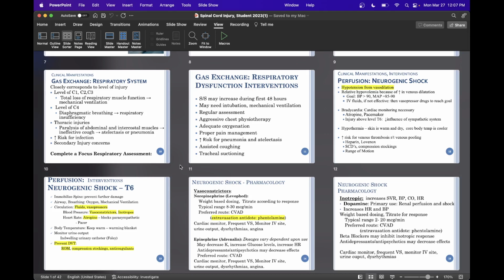Hypothermia, we know the skin body temperature is warm. However, we know their core temperature is cooler, so warming blankets. Prone to clotting with all this venous cooling. So any kind of DVT, PE prophylaxis. Here's my vasoconstrictors. Norepinephrine is typically the drug of choice.